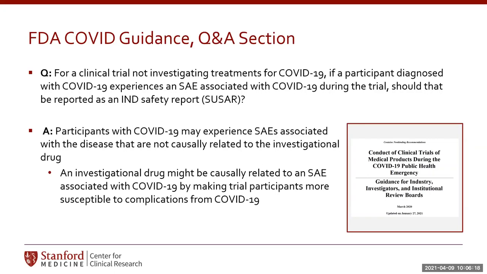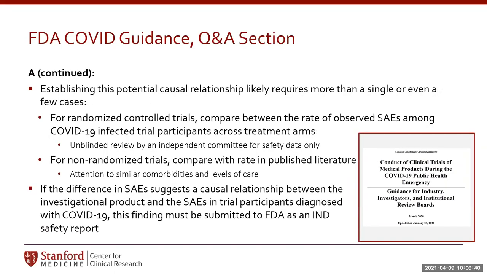FDA's response was, of course, participants with COVID-19 may experience SAEs that are associated with COVID-19 and are not causally related to the drug that you're studying. However, the drug that you're studying may make those participants more susceptible to complications from COVID-19. How can you tell? Not by one event, not by three or four. You would need to do the aggregate analysis and compare between groups, between the treatment groups and a control, either concurrent, historical, whatever data you have. You would need to do that before you can see a suggestion for a causal relationship. And once you find that causal relationship, that's when you report.